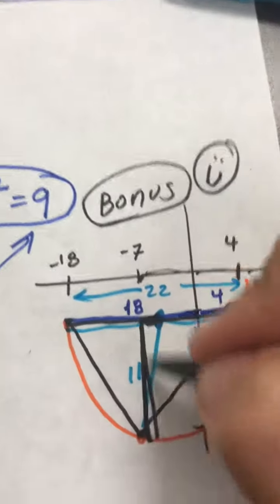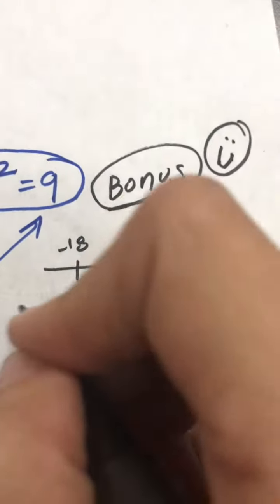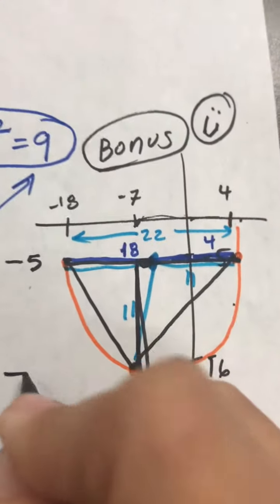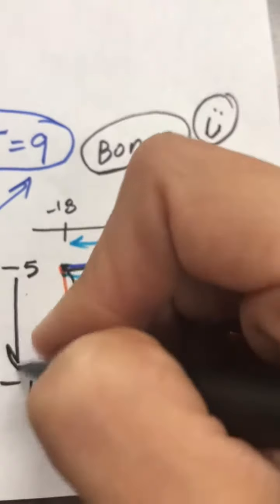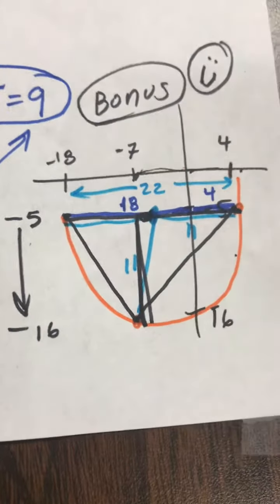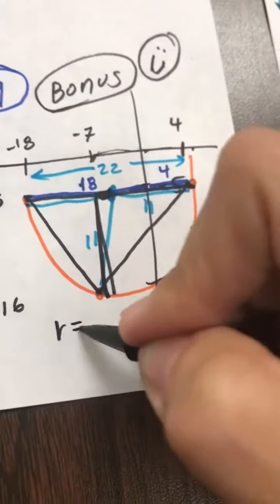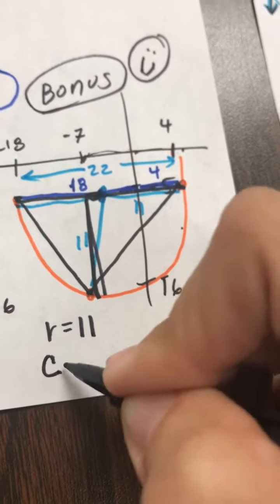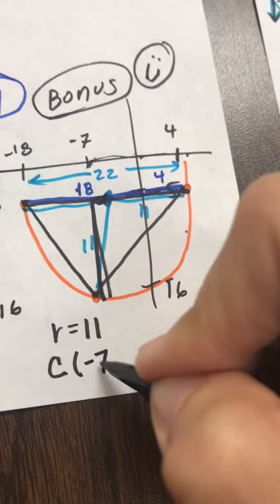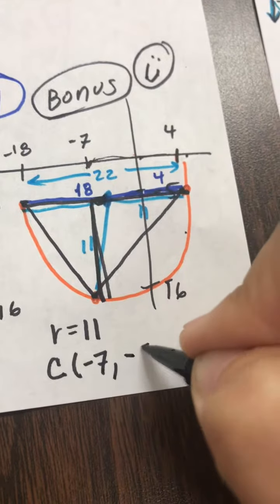Okay, so now this was at the elevation of -5 in the y, and this is at -16 in the y. So isn't this a distance of 11? Yes, it is. So I'm pretty sure our radius is 11, and our center was just the midpoint of those 2 points we said was -7, -5.